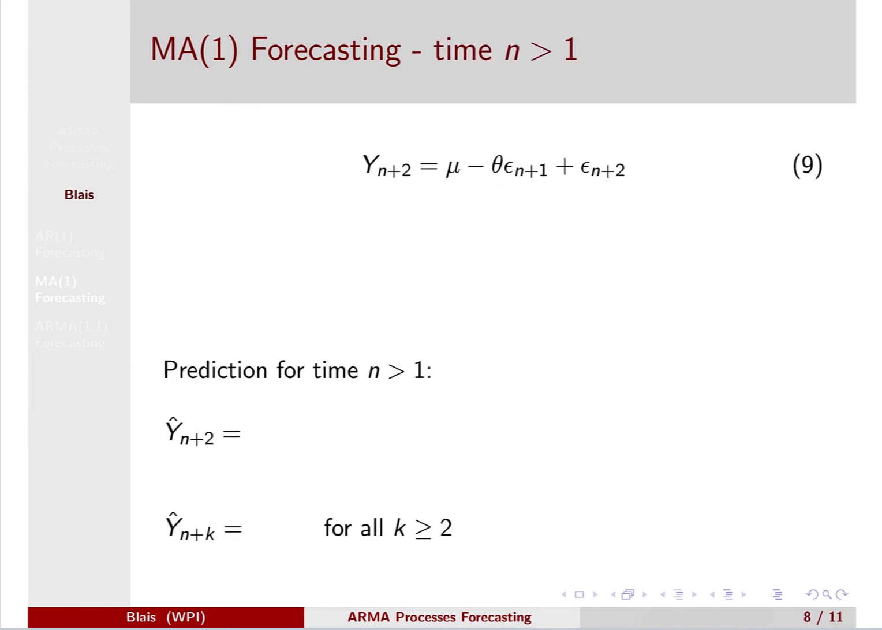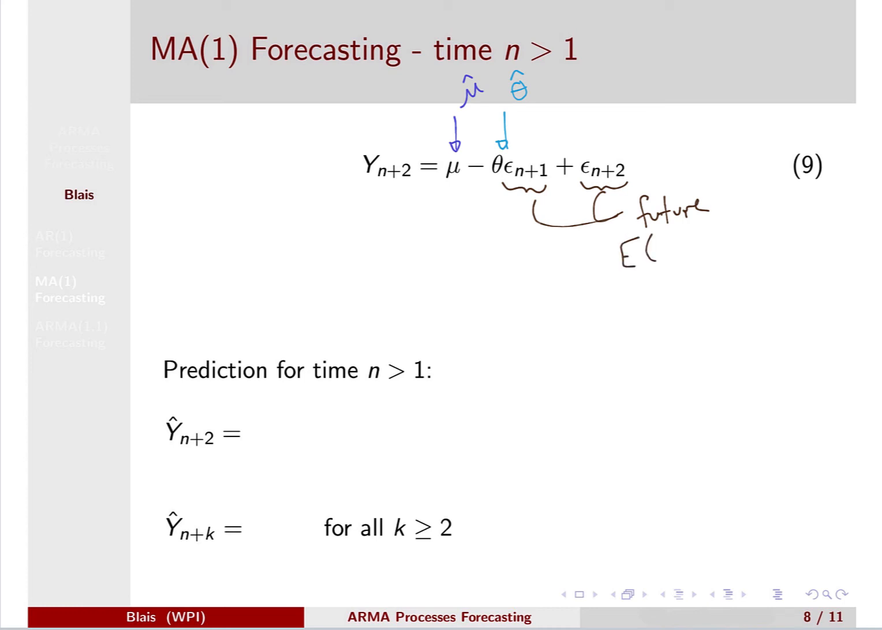Things change if you look more than one step into the future. And so this is our definition of our MA1 with the subscripts increased by 1. So we think about 2 steps into the future. And yes, we still have our estimate mu hat. We have our estimate theta hat. But the issue now is that both of these noise terms are future terms. We don't have estimates for them. We don't have residuals for them. We have residuals for time 1 up to time n, but we don't have residuals of these.